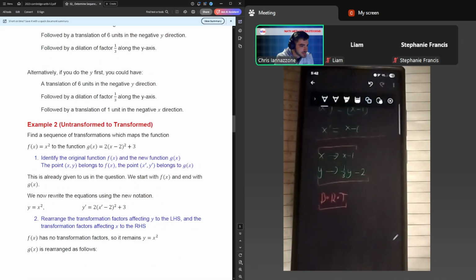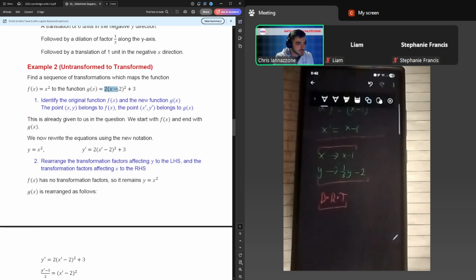Okay, that's that. This is another example here. I won't go through the whole thing because it's basically the same. The only reason it's in here is to show you that it doesn't actually matter where you start and where you end, as long as you know what the start and what the end is. The exact same sequence of things will work. So in this case, we're going from an untransformed x squared to a transformed g of x.